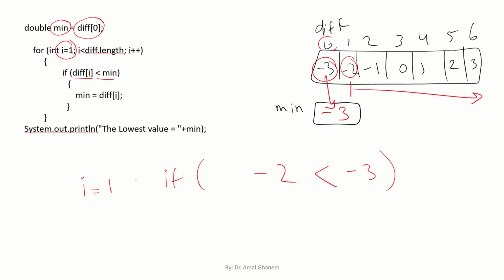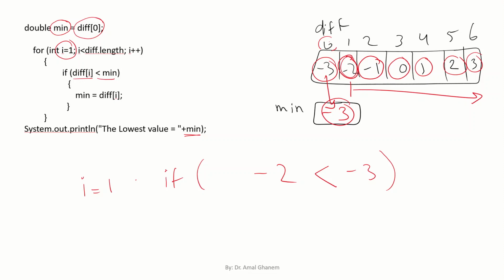So each time I'm saying, is this number smaller than the minimum? In our case, it's not smaller, so I will not do anything, and I will go to the second number. Minus 1, is it smaller? It's not. 0, 1, 2, 3, none of them is smaller. That's why when we finish, minimum will still have the value minus 3. So when you do the output of the minimum, it will give you minus 3 as well. It happened that in this case, our array, the minimum is located in the first location.